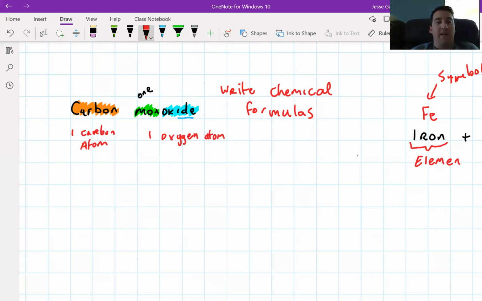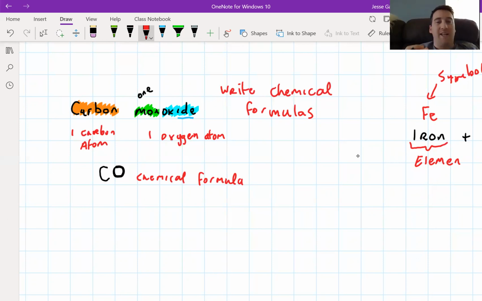So putting these two things together to make the chemical formula then, we're going to need the chemical symbol for carbon, which is a capital C. And then we're going to need the chemical symbol for oxygen, which is a capital O. So C, capital O, this is the chemical formula for carbon monoxide.